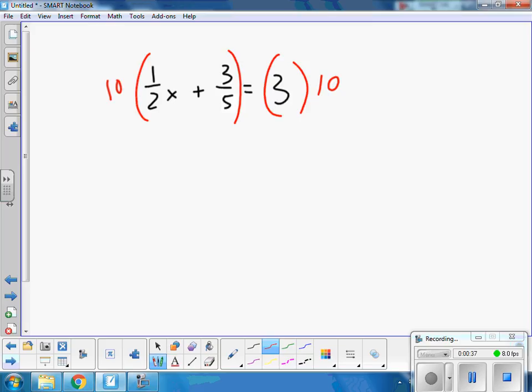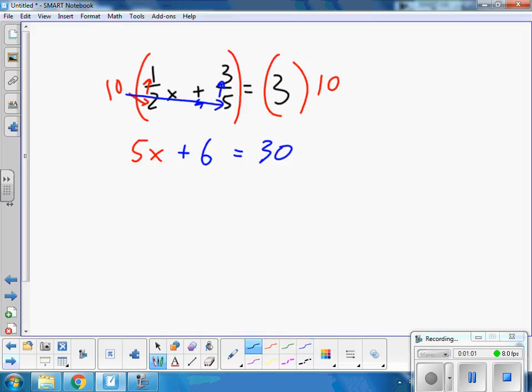I'm going to do 10 divided by 2, which is 5, times 1. So I'm left with 5x. Now I'm going to do 10 divided by 5, which is 2, times 3, which is 6. It's a positive 6 because of the plus sign, equals 10 times 3, which is 30.